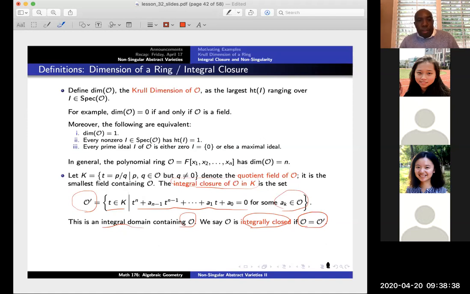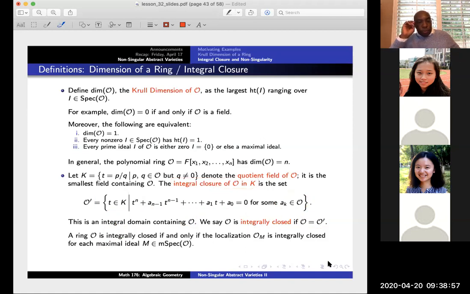Again, this is our definition. We'll say that our ring O is integrally closed if O equals O prime. I do want to give an example later of a ring that is not integrally closed. But for example, the integers are one example of a ring that's integrally closed. There actually is a criterion for double checking whether this always works. It turns out that a ring O is integrally closed if and only if each of the localizations is integrally closed for every maximal ideal.